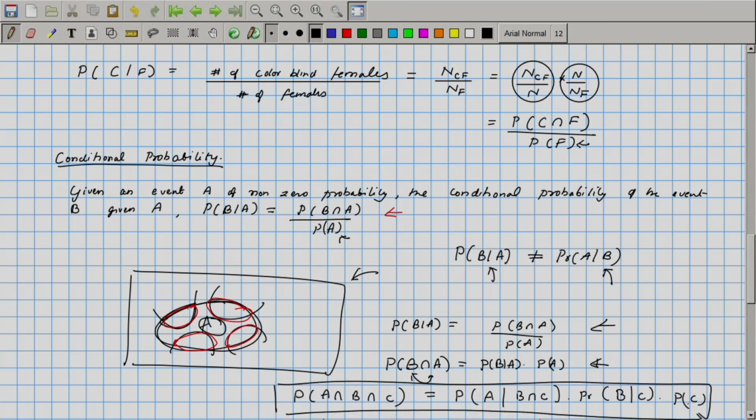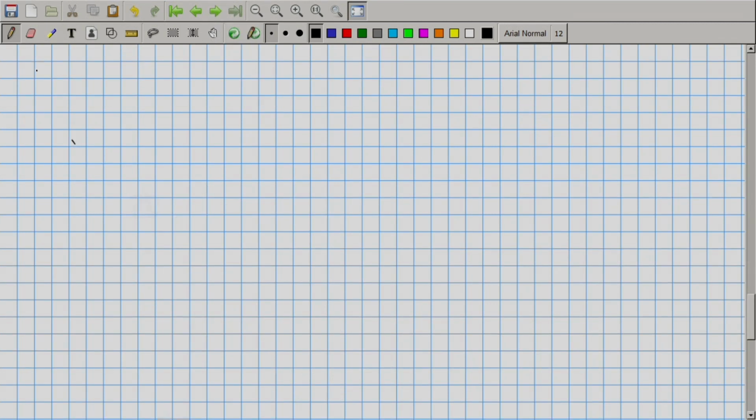Okay. So, if you had the intersection of many events, conditional probability can be used to determine the probability of the intersection. Conditional probabilities are often easier to find if you set up the sample space appropriately. We will see one famous rule called Bayes rule.